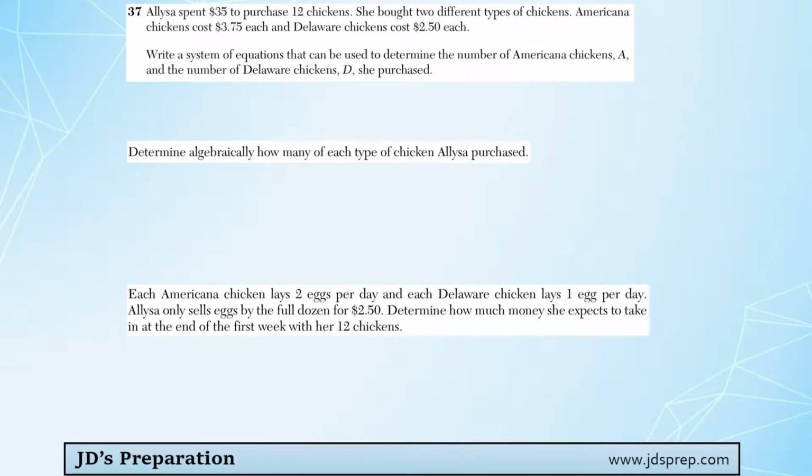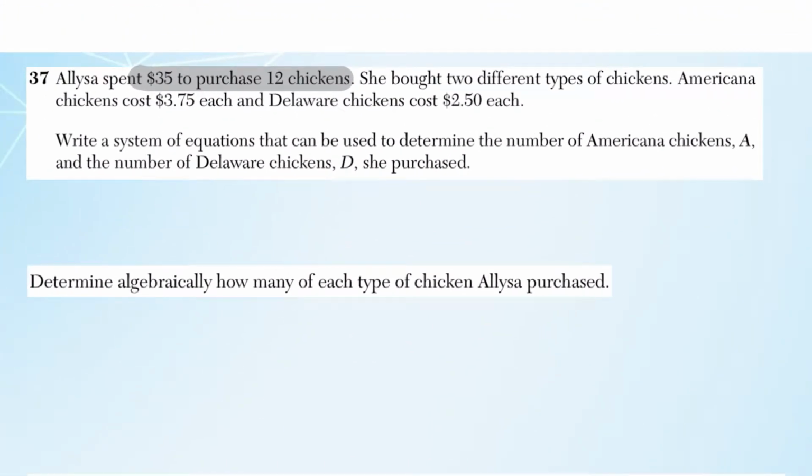Okay, so in the first part of this question, we need to create two equations, or a system of equations, based on the situation given. So Alyssa spent $35 total and she purchased 12 chickens. So just based on that alone, we can create our first equation where A represents the number of Americana chickens and D represents the number of Delaware chickens.